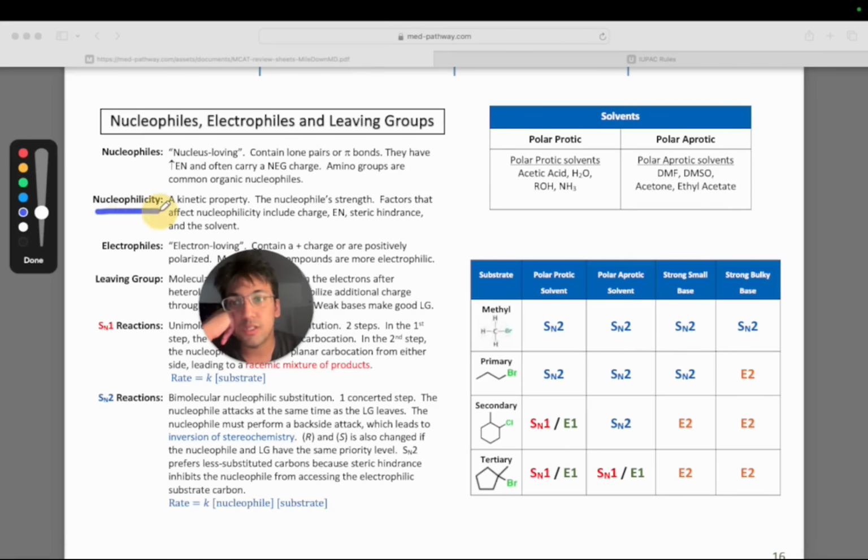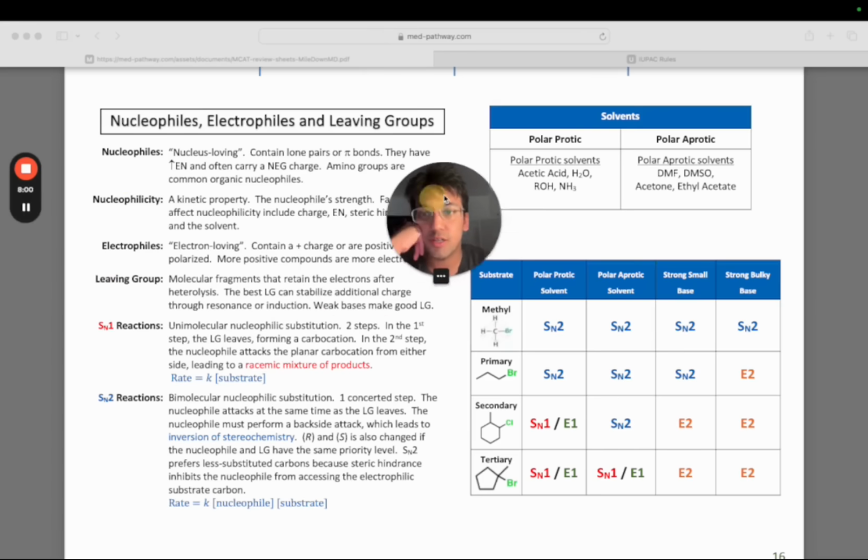All right, nucleophilicity is just a kinetic property. It means the nucleophile's strength, right? You can imagine, how strong is a nucleophile? Well, it depends on its charge, it depends on its electronegativity, it depends on the steric hindrance, it depends on the solvent. And so how strong your nucleophile is is going to describe your nucleophilicity.